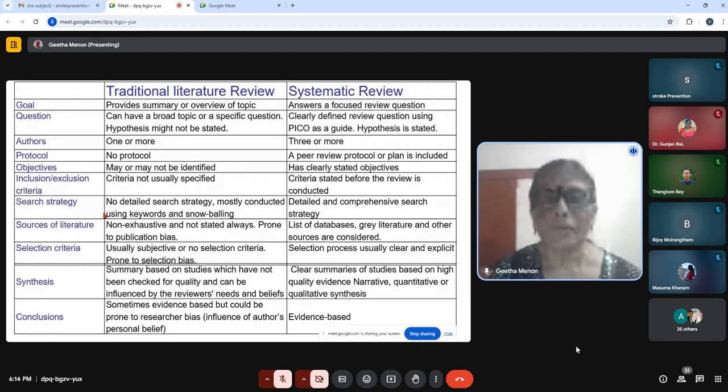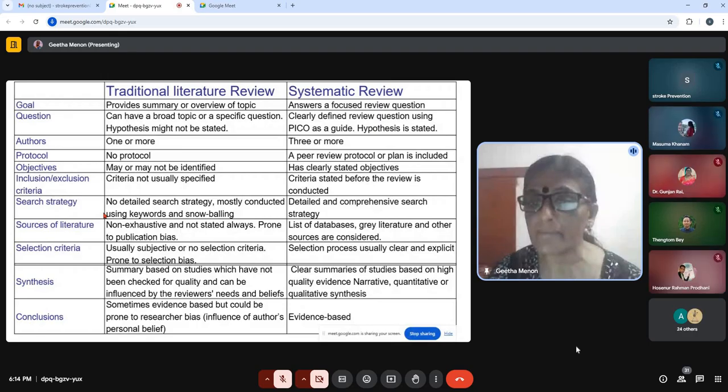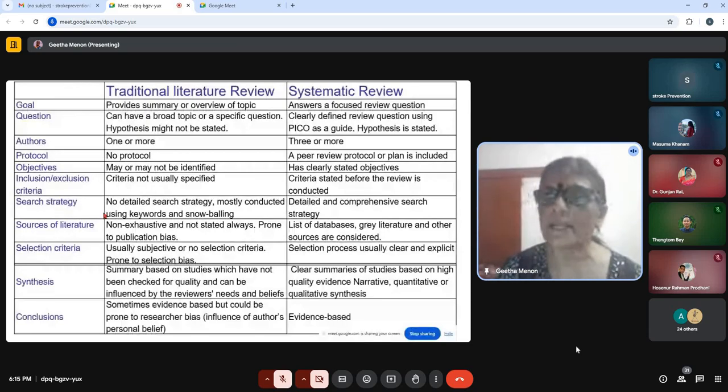For a systematic review, there is a comprehensive search strategy in place, whereas there is no such search strategy for a traditional review. There is a list of databases, a list of gray literature, and a list of other sources which need to be considered for a systematic review, whereas in a traditional review there is no exhaustive list of literature, and therefore there is a high chance of publication bias in a traditional review.